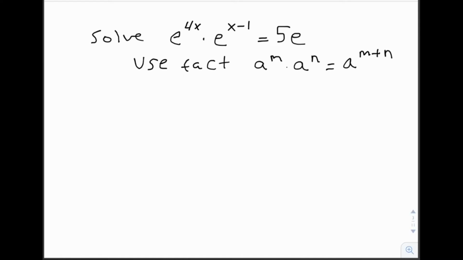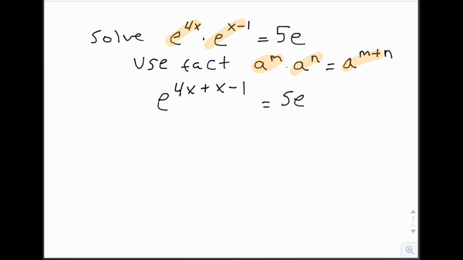So see how we have, in a sense, the a raised to the m here, and we have the a raised to the n, and we can combine these and form a raised to the m plus n. So let's go ahead and see what that gives us. So we have e to the 4x plus, in this case, we will have x minus 1. So we can go ahead and take e raised to the 4x, and then we can go ahead and add that x minus 1. And that's going to be equal to 5e.